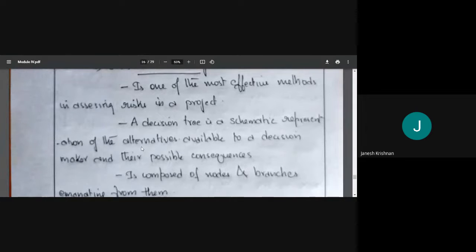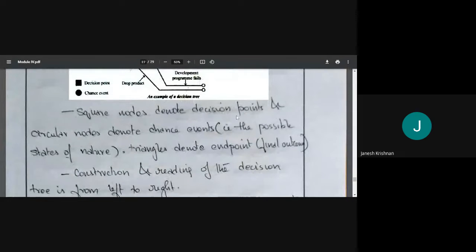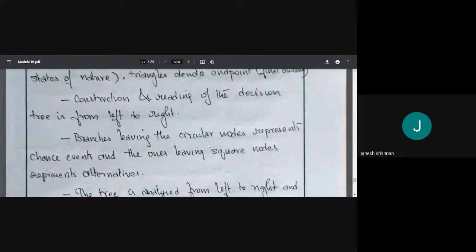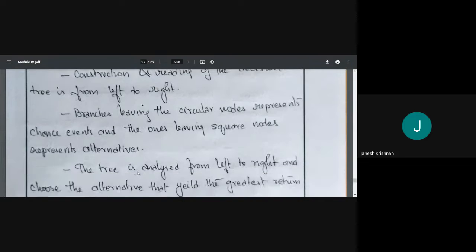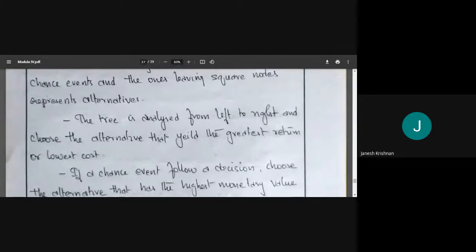It is composed of nodes and branches emanating from them. Square nodes denote decision points, circular nodes denote chance events, and triangles denote endpoints. The construction and reading of the decision tree is from left to right. Branches leaving the circular nodes represent chance events, and the ones leaving the square nodes are alternatives. We analyze the tree from left to right and choose the alternative that yields the greatest return or lowest cost: maximum return or least cost.